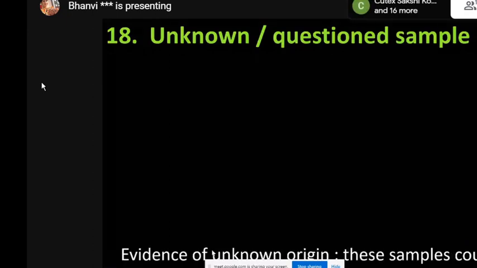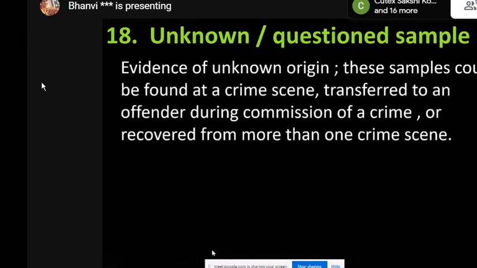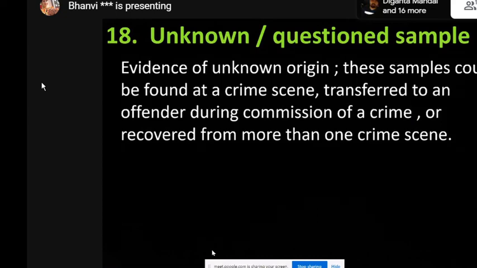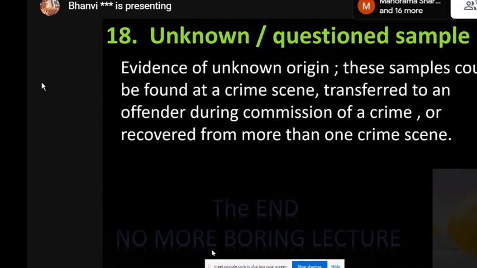Next is unknown or questioned sample. Evidence of unknown origin. These samples could be found at a crime scene, transferred to an offender during commission of a crime, or recovered from more than one crime scene.